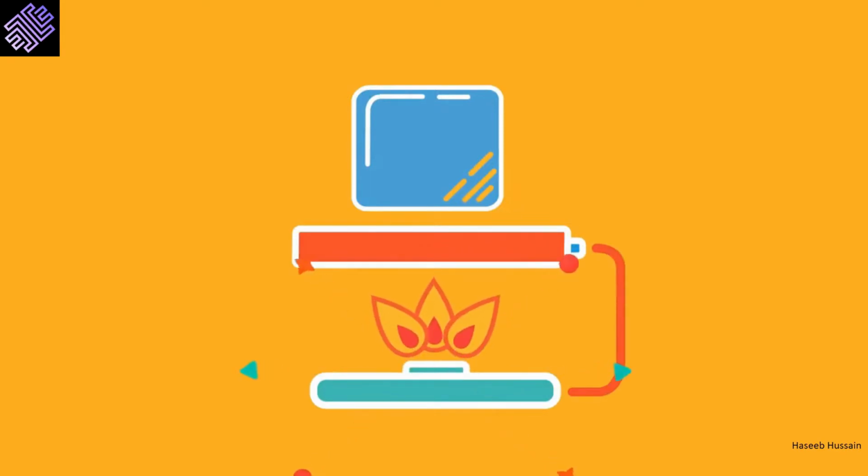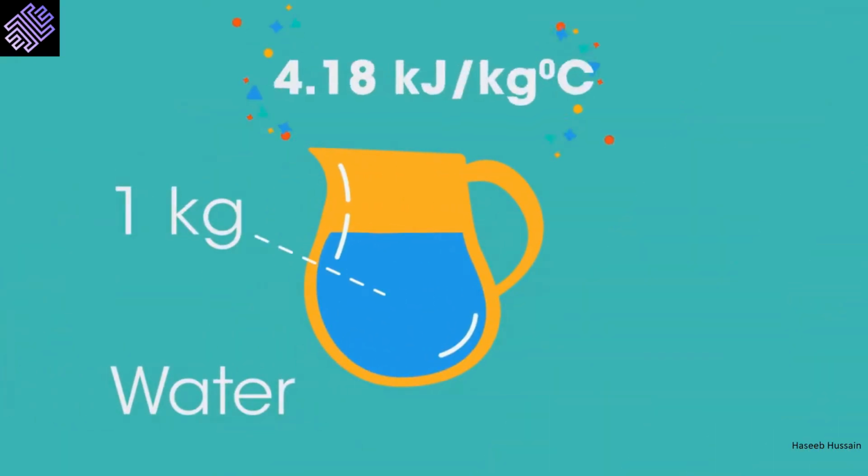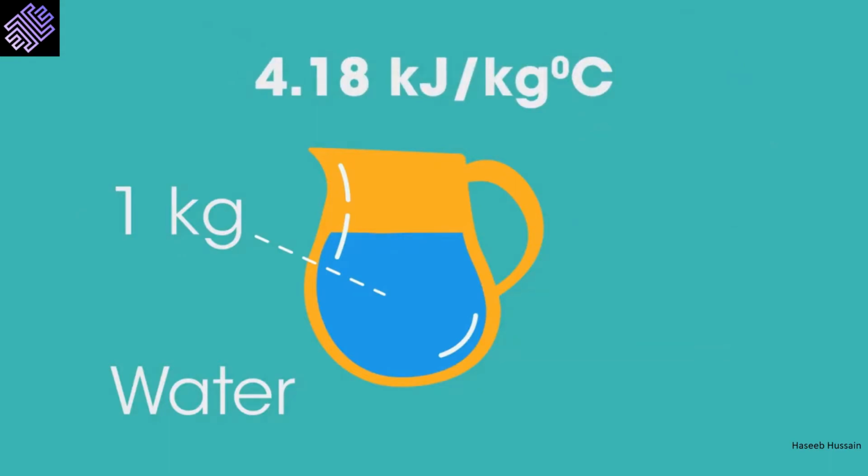Heat capacity is defined as the amount of energy required to raise the temperature of an object by 1 degree Celsius. However, more useful is to think about the specific heat capacity of a substance. This is, as it says in the name, a little more specific. It is the amount of heat required to raise the temperature of 1 kilogram by 1 degree Celsius. Water has a specific heat capacity of 4.18 kilojoules per kilogram per degree Celsius. This means it needs 4.18 kilojoules to heat 1 kilogram up by 1 degree Celsius.